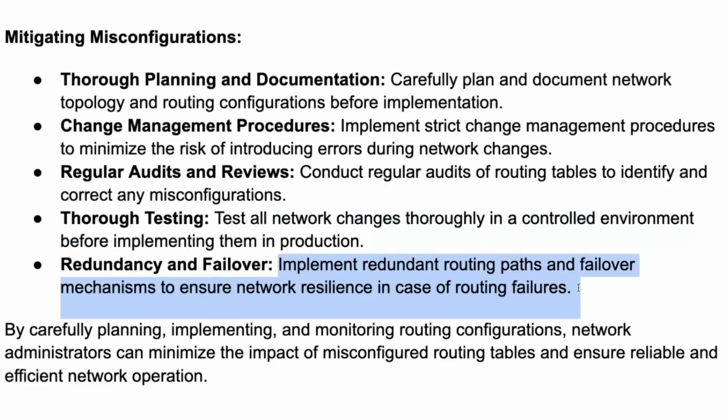Implement redundant routing paths. This is actually a new mitigation in the list that we've talked about so far. So you want to implement redundant routing paths and failover mechanisms to ensure network resilience in case of routing failures, right? So have backup routers just in case, and have them connected and available at the drop of a hat, in case something happens with one of your routers or with something that's going on with your physical infrastructure. So you have redundant routing paths, right?